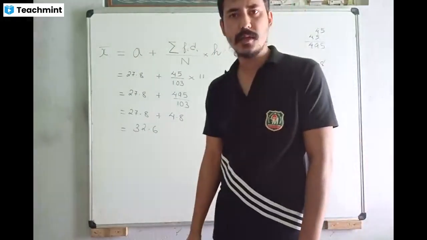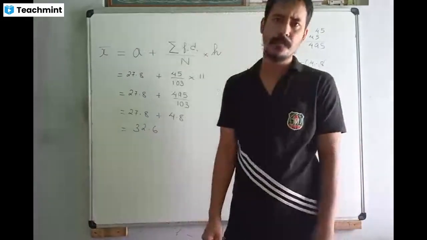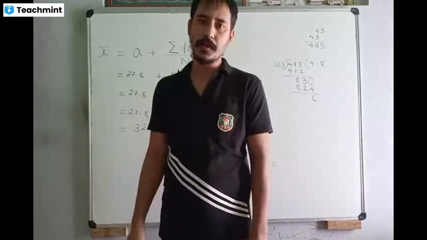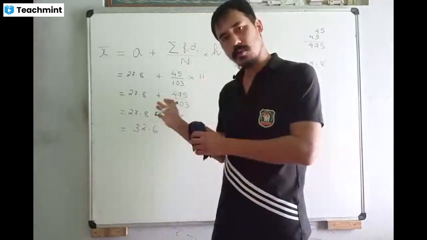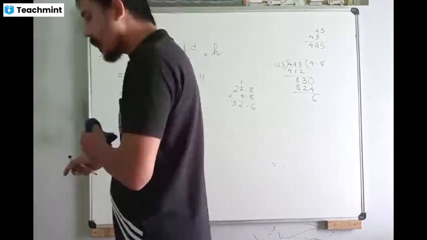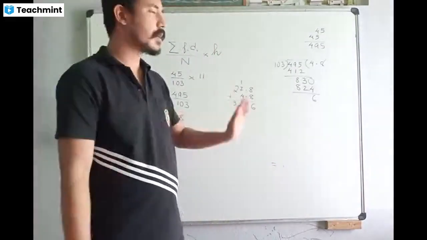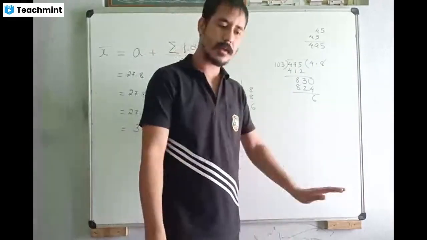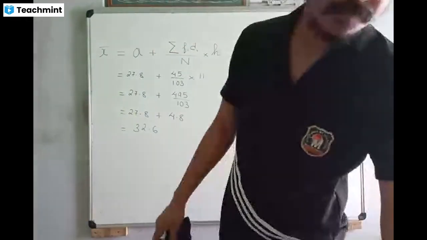Is it okay? So there was something new here. The assumed mean was new. The group size was new. The deviation was new. So there were rules on how to determine them. You just stick to the rules, apply the formula, and everything will be fine. Is it okay?